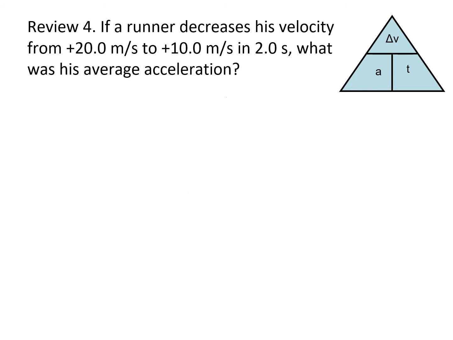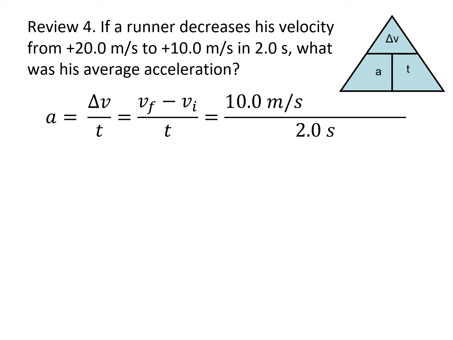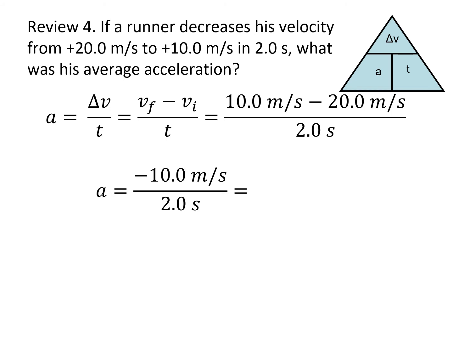And the fourth review problem, which you were supposed to try before watching this video: if a runner decreases his velocity from 20 meters per second to 10 meters per second in 2 seconds, what was his average acceleration? Even though he's slowing down, we call it acceleration. It'll just be a negative value. We are calculating acceleration, so we'll use the same version of the formula. 2 seconds is our time, 10 meters per second is our final velocity, 20 was where we started. That gives us a negative 10 magnitude over 2, which is negative 5 meters per second, or negative 5 meters per second squared.